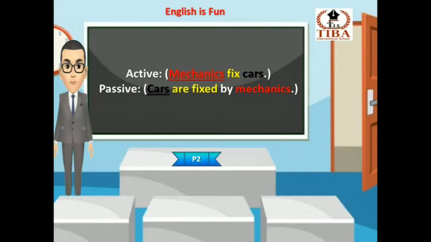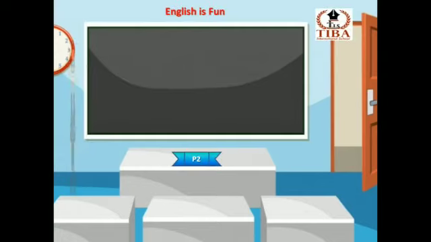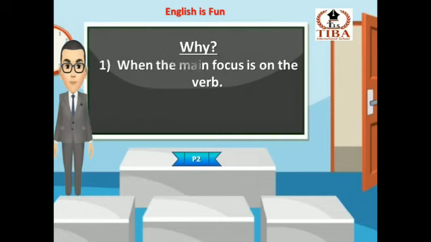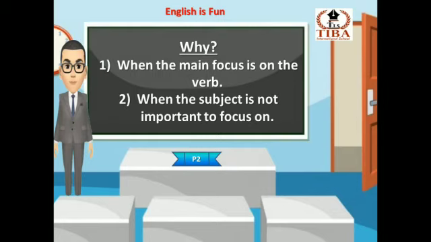Then we have to ask ourselves a very important question. Why do we use the passive form? 1. When we want to focus on the action itself. 2. When the subject of the sentence is not important or it's obvious, so we don't need to mention it.